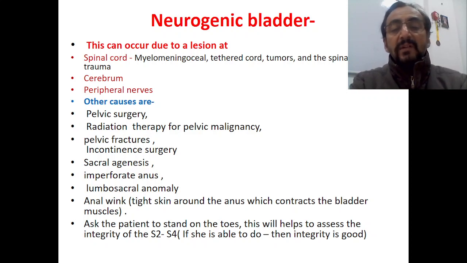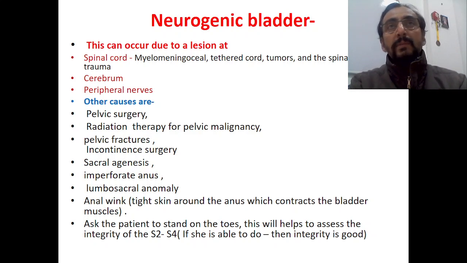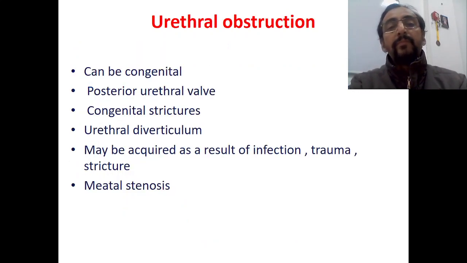Ask the patient to stand on the toes, and this will help to assess the integrity of S2 to S4. If she is able to do so, then the integrity is good, and if she is not able to do so, then S2 to S4 integrity is not good, and there may be some problem in that particular area, and that is the cause of neurogenic bladder and also enuresis.